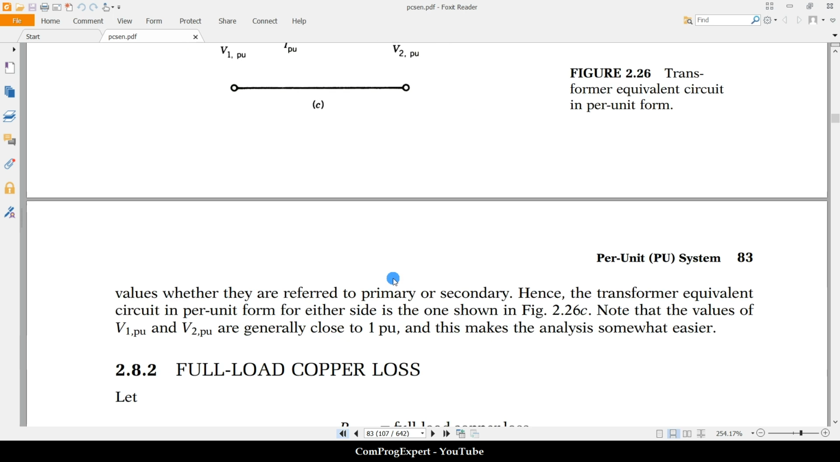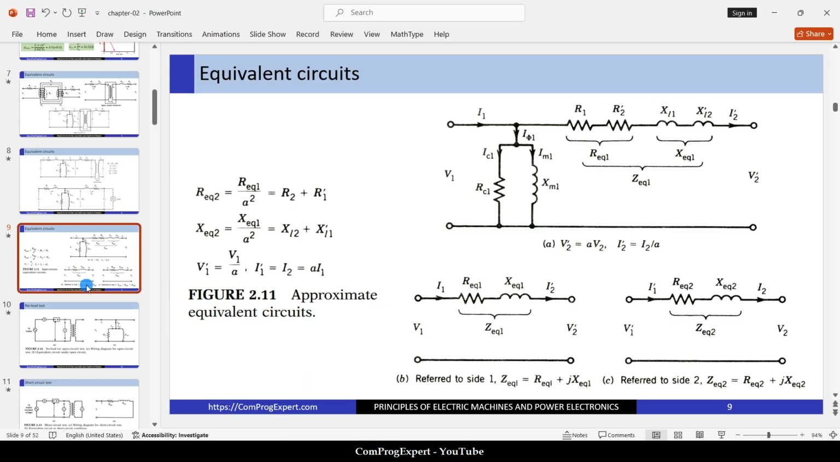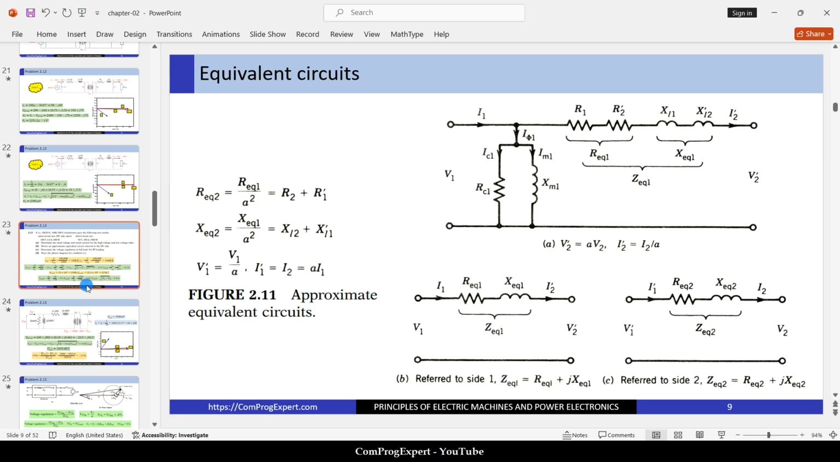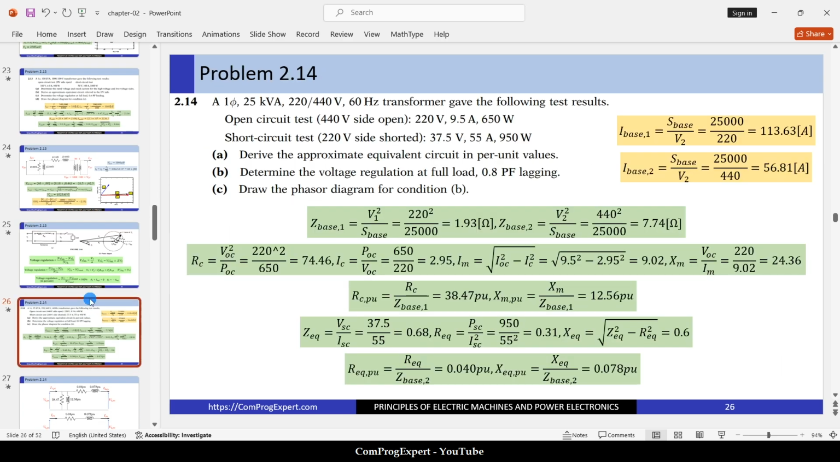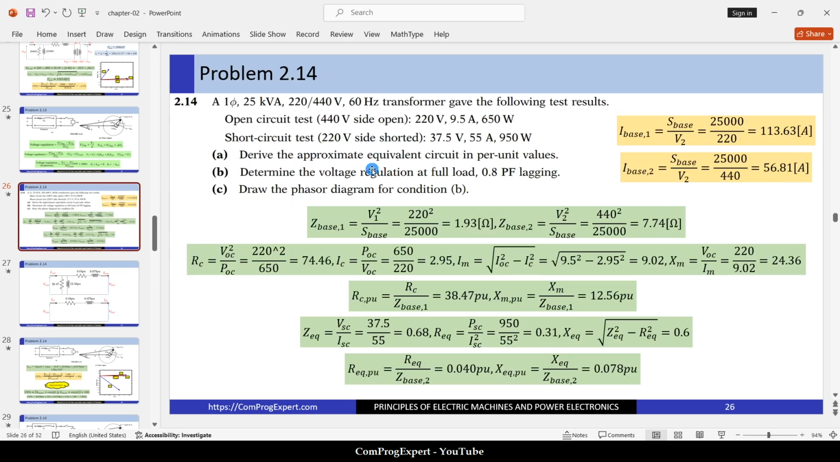So now let's check the problem and calculate quantities and generate the per unit model for this transformer. First of all, we need to set the base values. What is the base value for the power? It is 25 kVA. So this is the S base. And what is the base value for the voltage of the primary? 220. For the secondary, 440.